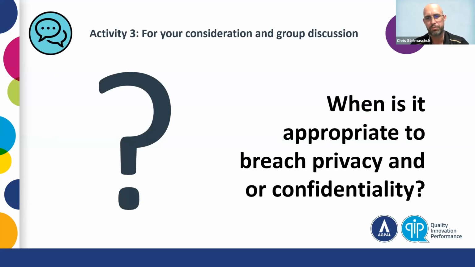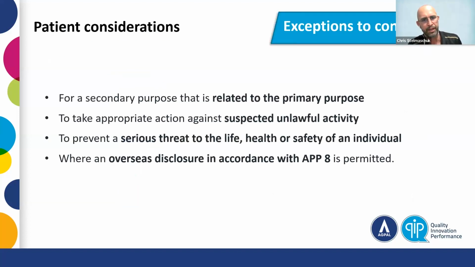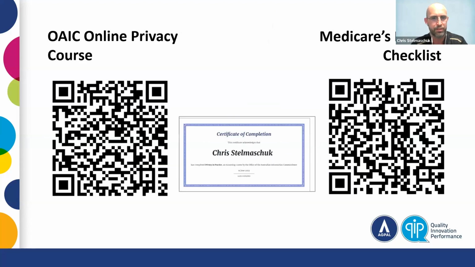So when is it appropriate to breach privacy and confidentiality? Again, I think as GPs, we're pretty on top of this. Obviously, for secondary purposes that are related to the primary purpose. So if we need to discuss a case, with consent, with our colleagues or a specialist, that's considered normal use of information and not a breach. If we suspect unlawful activity or a serious threat to the life, health or safety of an individual, that's a reason to breach confidentiality, or if there's overseas disclosure in accordance with a law, it's permitted.